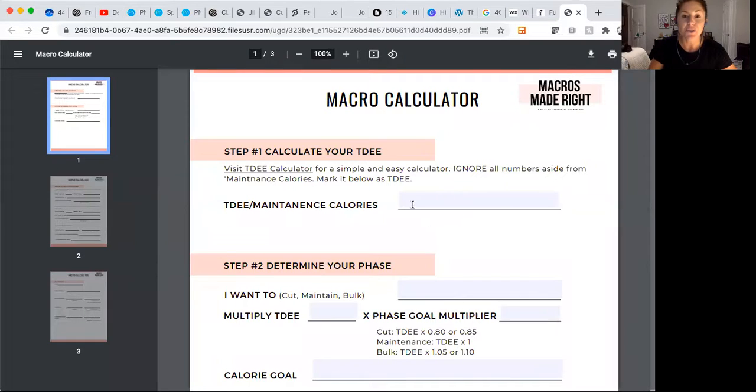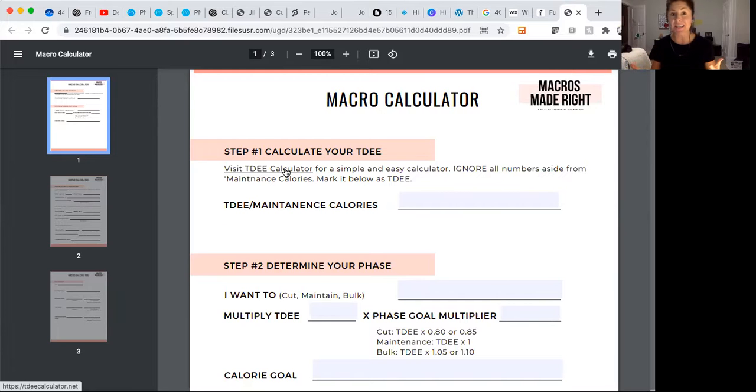But for now, you may be curious where exactly you need to be. So I'd like to walk you through that. Let's go ahead and share my screen here. So you have received this PDF of this macro calculator. The very first step, I want you to calculate your TDEE.